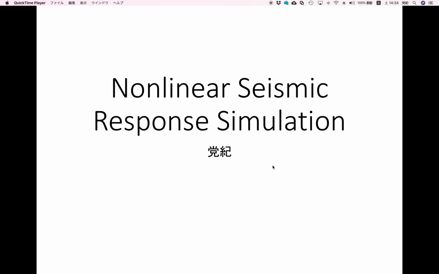Okay. Until now, we have all been talking about linear analysis for single degree of freedom systems. This time, we're going to talk about nonlinear analysis and how to calculate structural response with it.